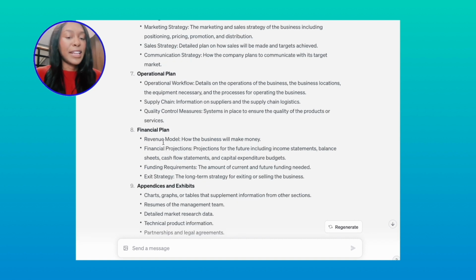Another part to the financial plan, and oftentimes separated as its own section, is funding requirement. You can have a funding plan, which is how much money you currently have and how much money you need in order to build your business. This is a great section for going into detail about why your business needs grant money and how you're going to use that grant money.